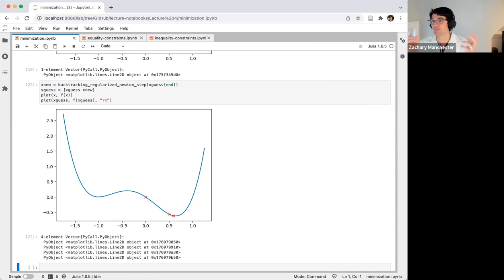In general, there's an optimal alpha, right? And you could solve a sub-optimization problem over alpha to find the best alpha, but it turns out it's usually not worth it. Usually you just chop it down by some factor until it's good enough and then go, because once you're close, it doesn't matter anymore. Does that make sense? Yep, thanks.